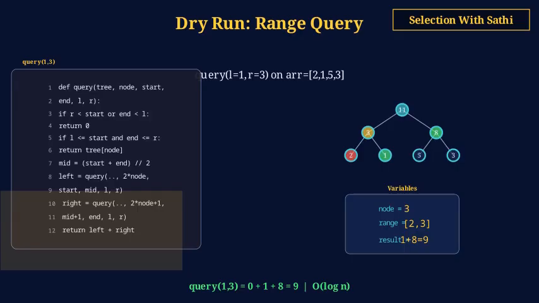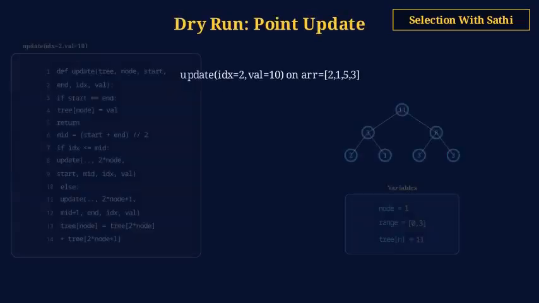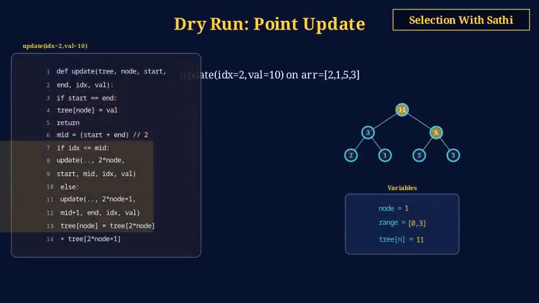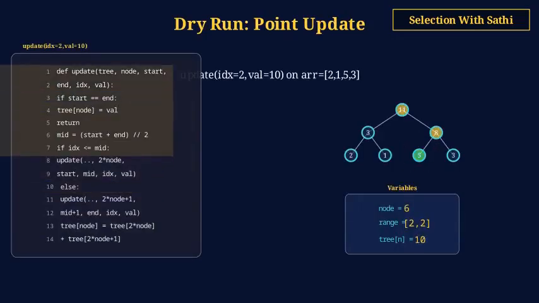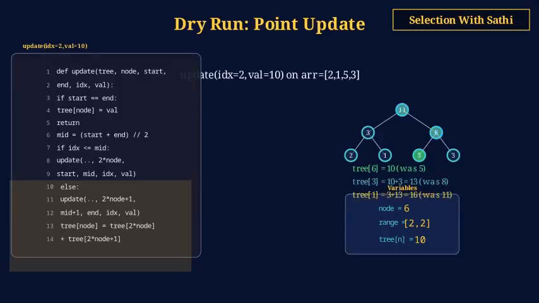Correct. Let us update index 2 from 5 to 6. Start at root, range 0 to 5. Index 2 is less than or equal to mid 2, so go left. Node covers 0 to 2. Index 2 is greater than mid 1, so go right. Node covers 2 to 2. This is the leaf. Update value from 5 to 6.